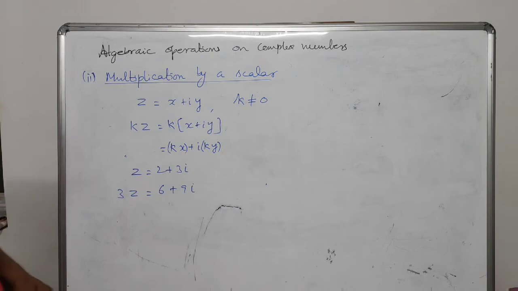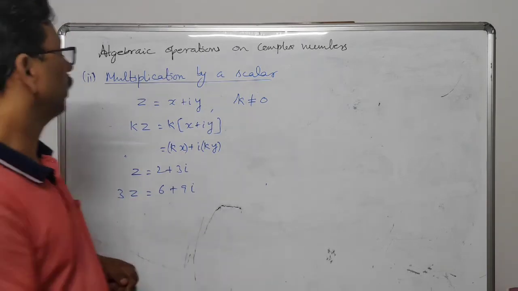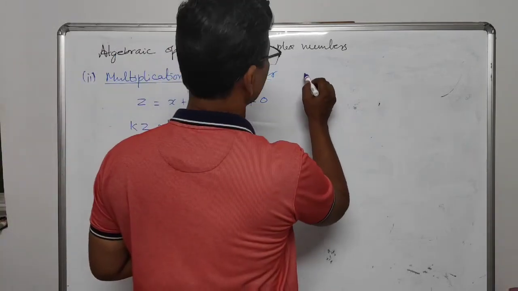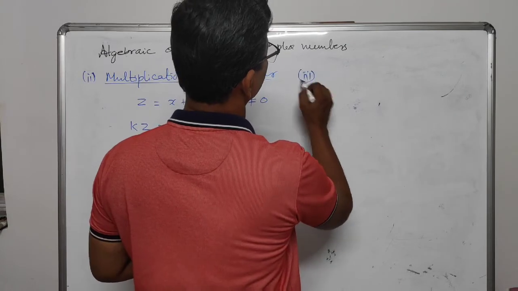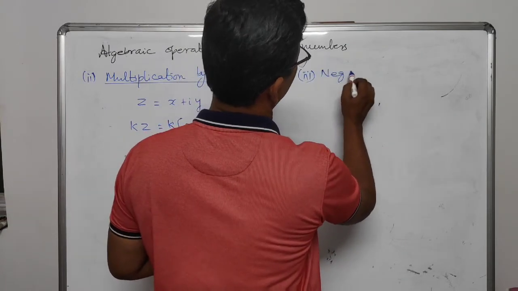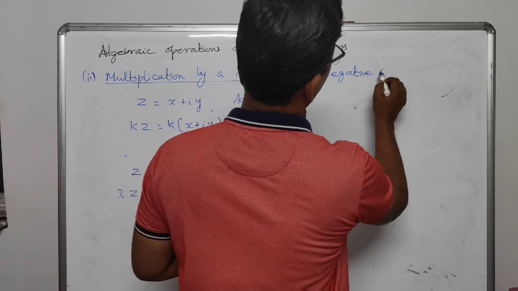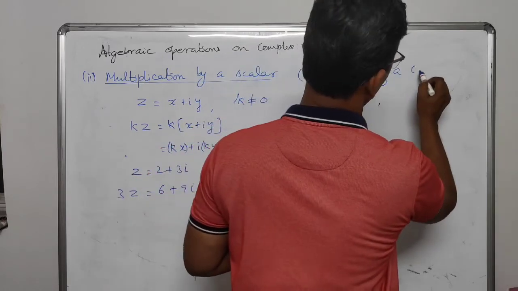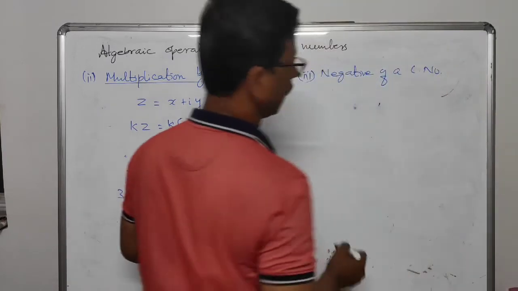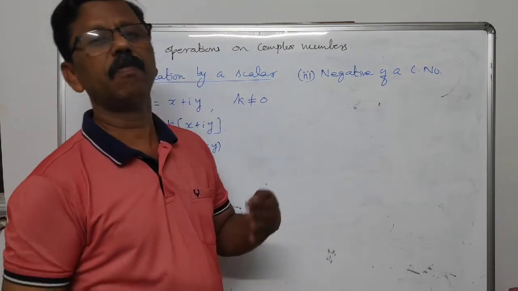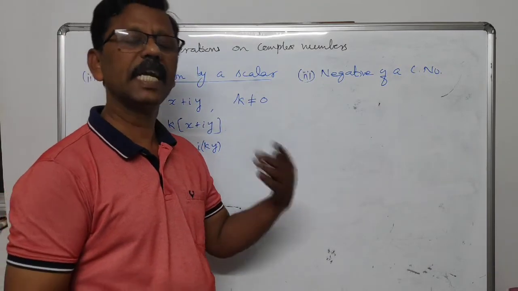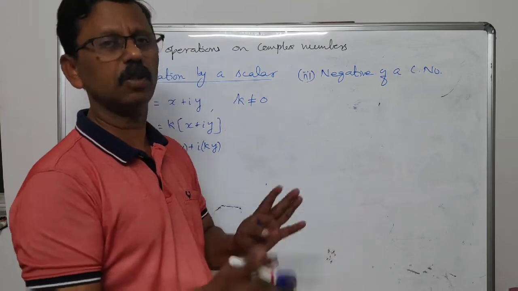Okay, next we will see about the negative of a complex number. Third one. Now what is the negative of a complex number? You know very well that the negative of 5 means minus 5. So the negative of minus 7 means plus 7. Just we have to change the sign.